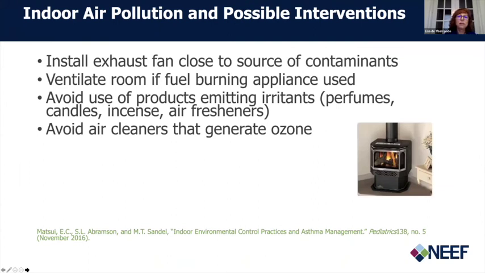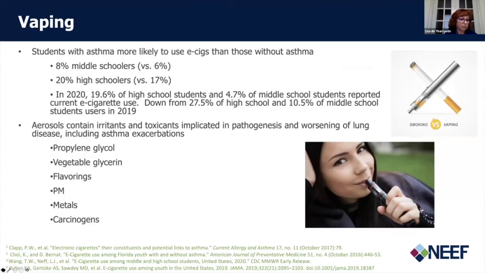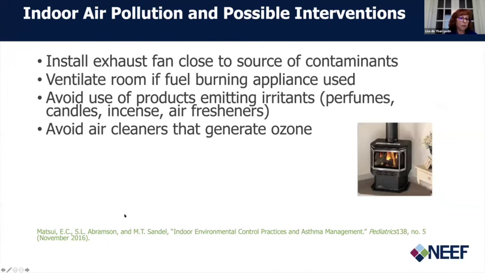So indoor air pollution and possible interventions include installing exhaust fans close to the source of contaminants, so over the stove if there's a lot of cooking going on, ventilating the room if there are fuel-burning appliances, and avoiding the use of products that emit irritants like perfumes, candles, incense, and air fresheners that can exacerbate asthma in children, and avoiding those air cleaners that generate ozone. Replacement of gas stoves with electric stoves is really one of the few methods of decreasing nitrogen dioxide.